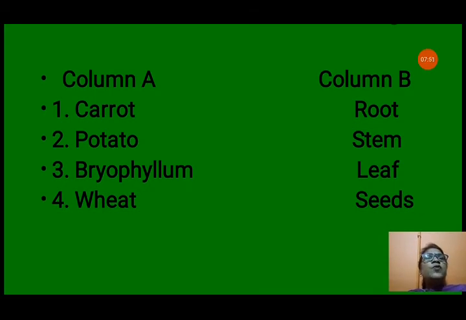Question number 4 is wheat. Wheat are seeds that we eat. We are taking the wheat and the seeds are used to make flour and we are eating this for our cooking, chapatis.